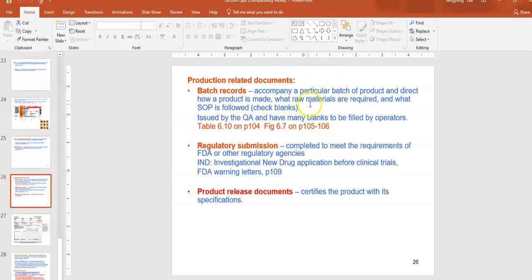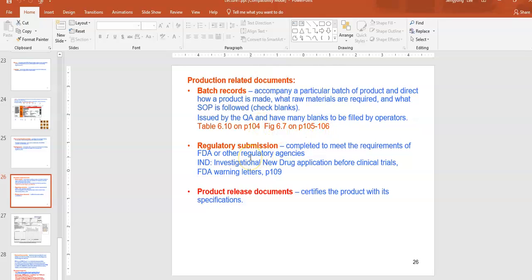Production related documentation, of course, batch record. Whenever there's a batch of product made, there should be a batch record that goes with that product. So it shows what the product is and how it's made, and what raw material it started with, and how those raw materials are treated and what kind of processes they went through, and what SOPs were followed. And most of the batch record is issued by QA, maybe the QA department, and has many blanks that should be filled by the operators, with their initial and date. An example is given in your textbook on these pages.